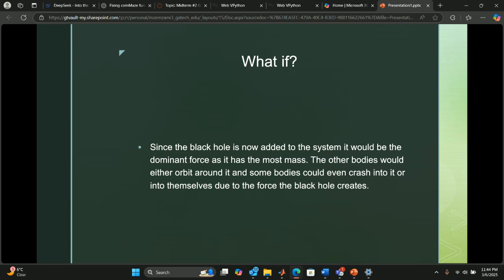So what if we added a black hole to the system, the system we had? Well, this would make it even harder to calculate all the forces and to make a computational model that would allow for the bodies not to crash into each other. But the black hole would be the dominant figure in this arrangement, as it has the biggest mass. So either the other things would start orbiting around it, or some of them might crash into each other or crash into the black hole because of its gravitational pull.